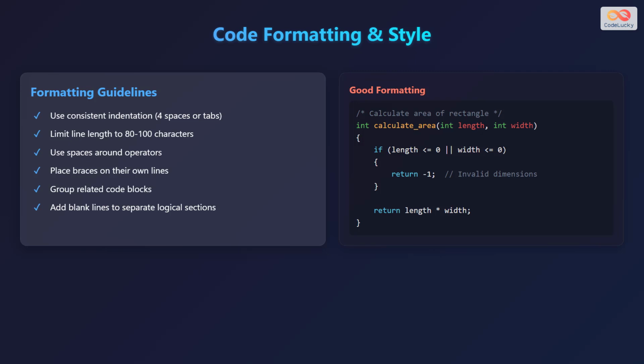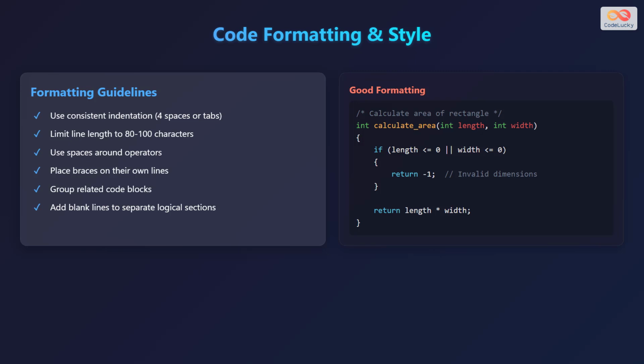Let's delve into code formatting and style. It is essential for maintaining readability and consistency across your projects. It includes using consistent indentation, typically 4 spaces or a tab, to clearly show the structure of your code. Limiting line length to between 80 and 100 characters improves readability, especially on smaller screens.